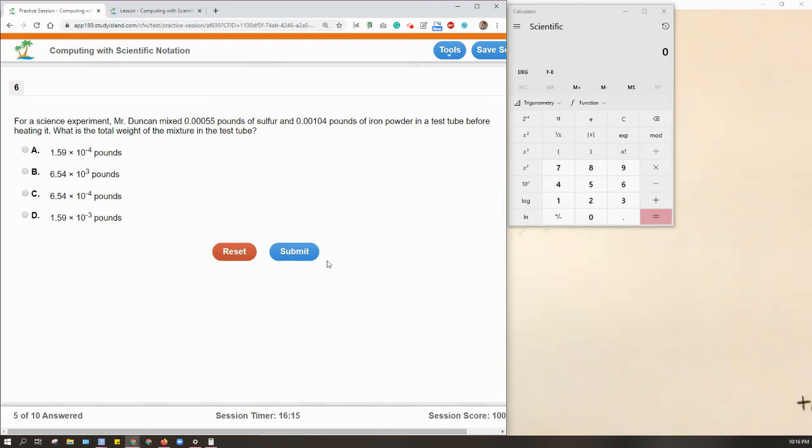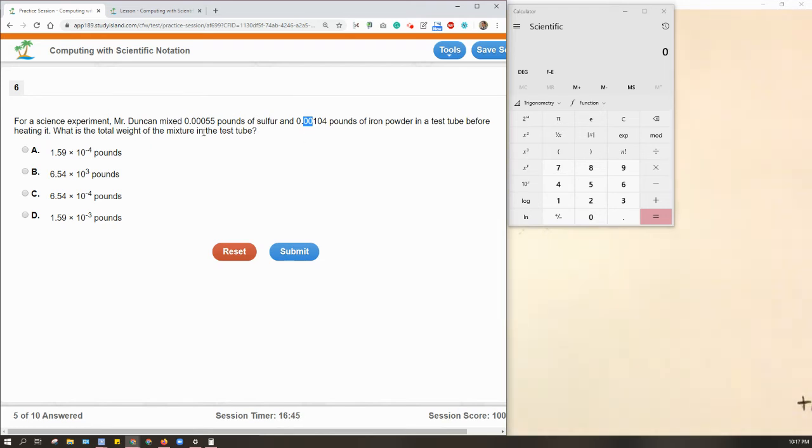Number 6, for a science experiment, Mr. Duncan mixed 0.00055 pounds of sulfur. That was 3 zeros and then a 5. And he mixed with that 0.00104 pounds of iron powder. So this one had 3 zeros before the numbers that we started caring about, our significant numbers, and then this one only had 2 zeros. So we mixed those in an iron powder in a test tube before heating it. What is the total weight of the mixture?